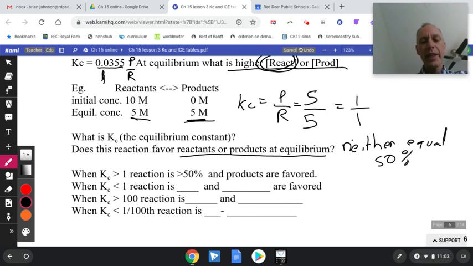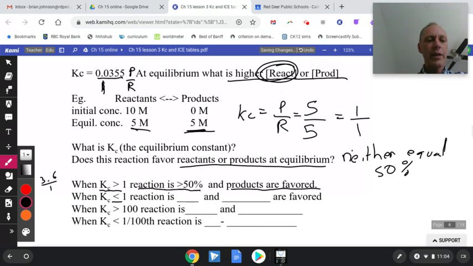Okay, so some statements that we need to understand and be able to make. When the equilibrium constant is greater than 1, for example, let's say it was 3.6 over 1, we say that the reaction is greater than 50% to the product side, and products are favored. Makes sense? Sure it does. Okay. What about when the constant is less than 1? So that would be this example. If it is less than 1, then we say the reaction moves forward less than 50%, or less than halfway, and it's favoring the reactants.